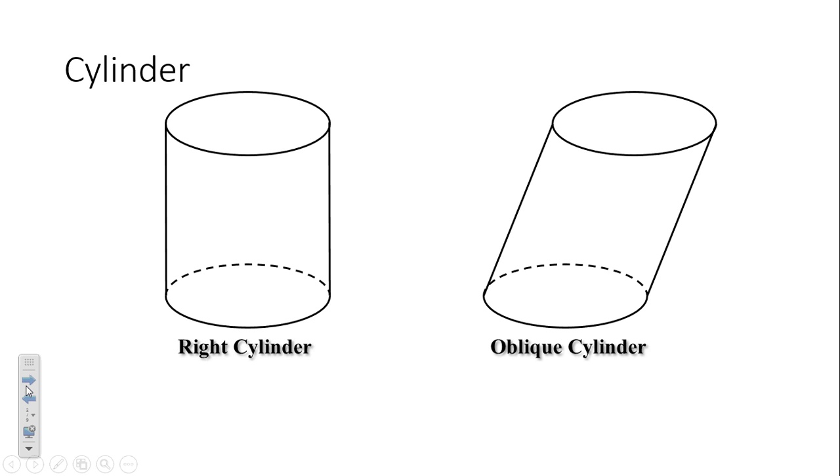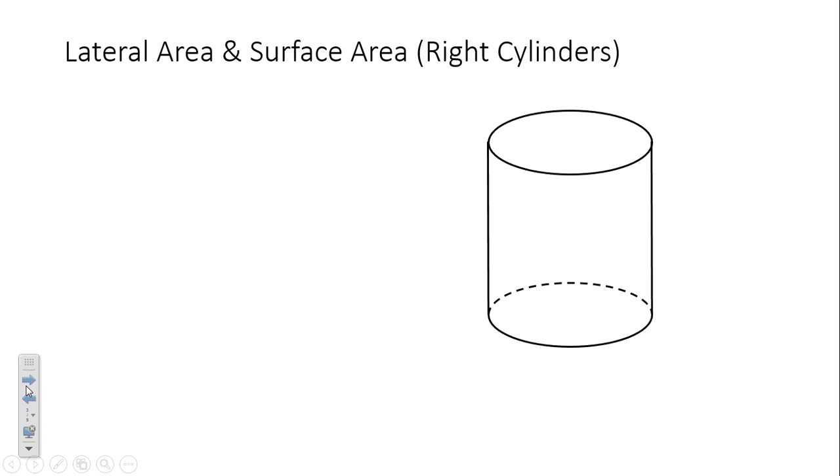Yesterday we talked about lateral area and surface area of a prism. Today we're talking about lateral area and surface area of a cylinder. So first of all, what kind of base does a cylinder have? A circle. So it's circular, which means there are no edges. So that face is like the label on a soup can. That face is your lateral area.